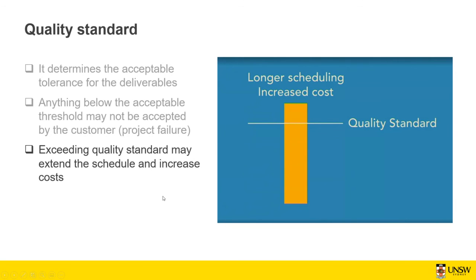But the other thing that you need to keep in mind is that you shouldn't aim for exceeding quality standards, because it may extend the schedule and increase the cost of the project. So if you can be within the project schedule and within the project cost, you may increase the quality standard for the product. But it's better to avoid it if there is any chance of exceeding the schedule and cost, because that way the customer won't be happy.